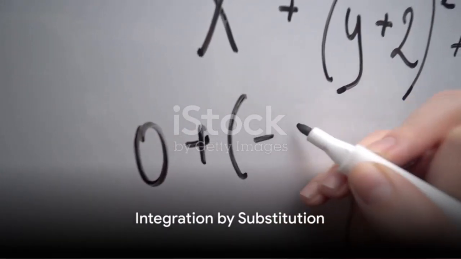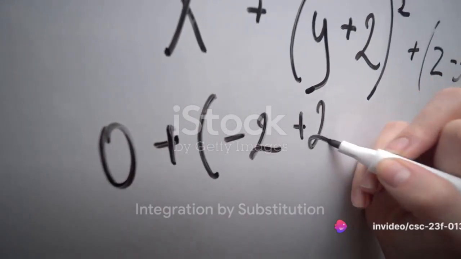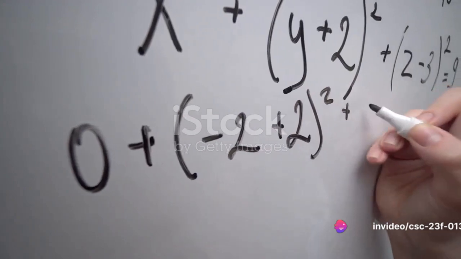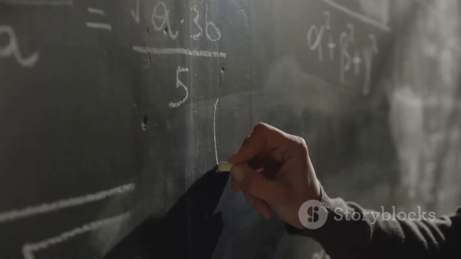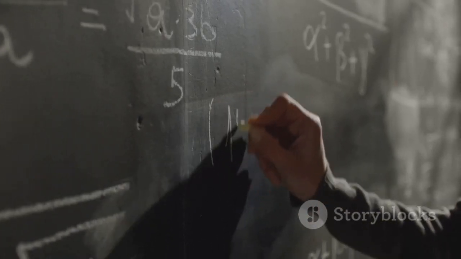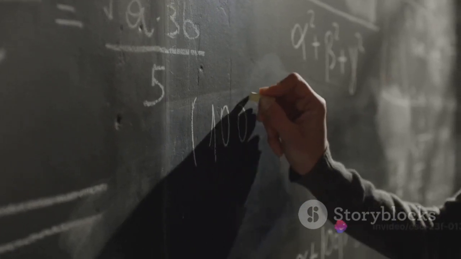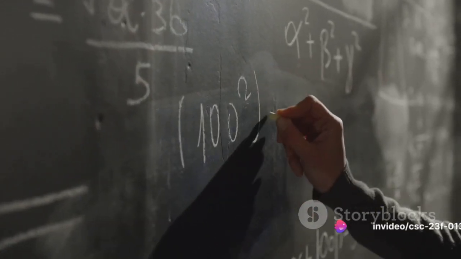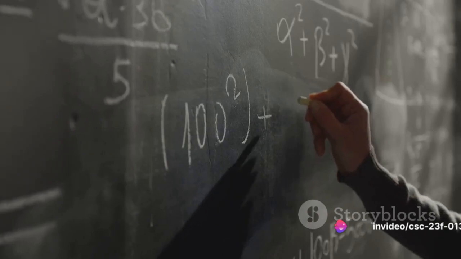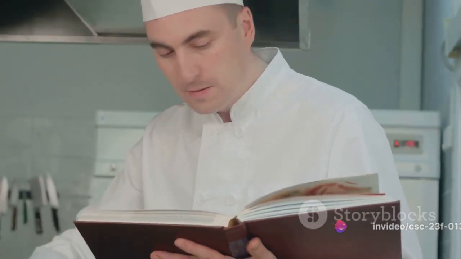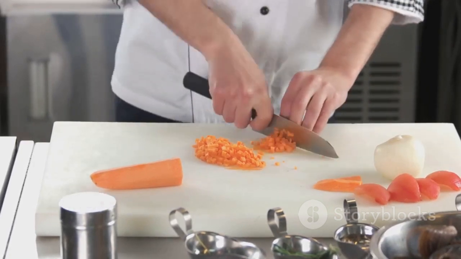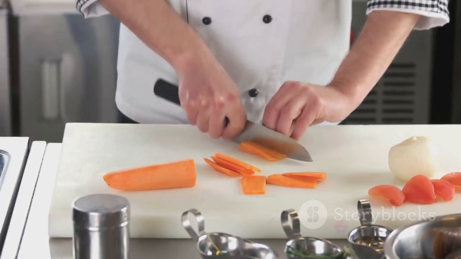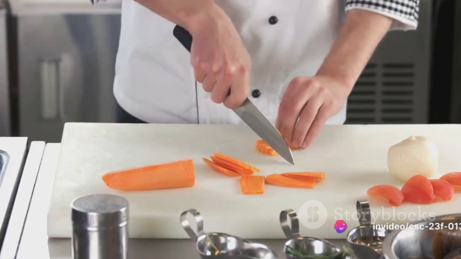However, calculus isn't just about differentiating functions, but also integrating them. This is where the integration by substitution method comes into play. It simplifies the process of finding the integral of a function by replacing a part of the original function with a substitute variable. Think of it like preparing a complex dish. Instead of dealing with all the ingredients at once, you prepare them one at a time, making the overall process simpler and more manageable.